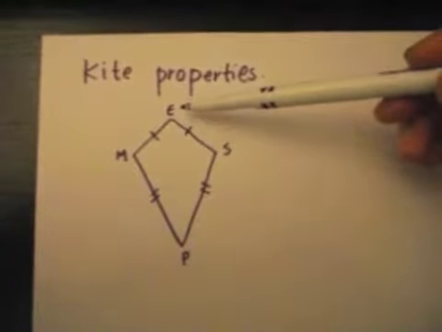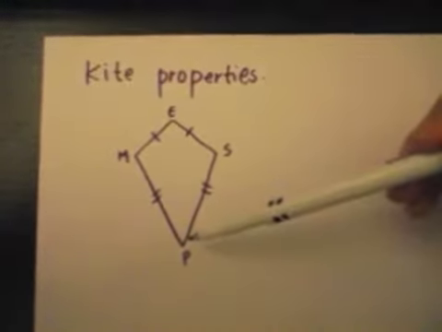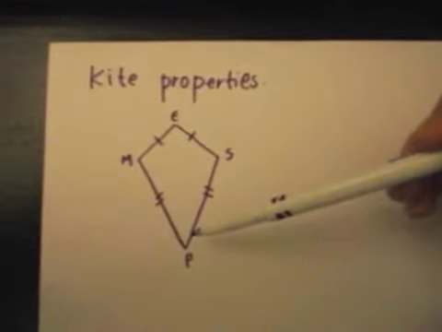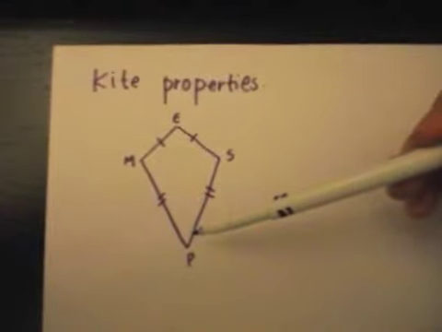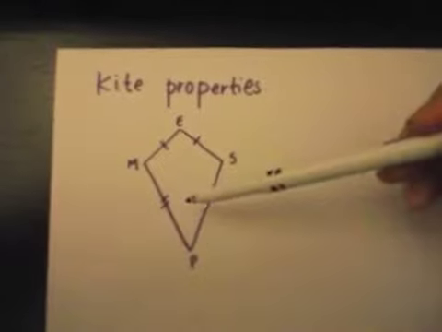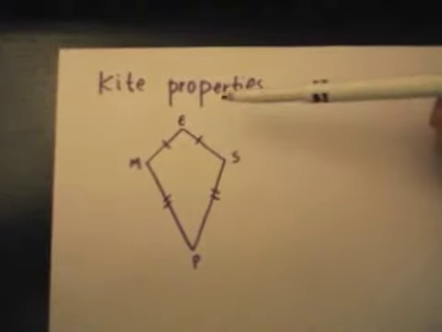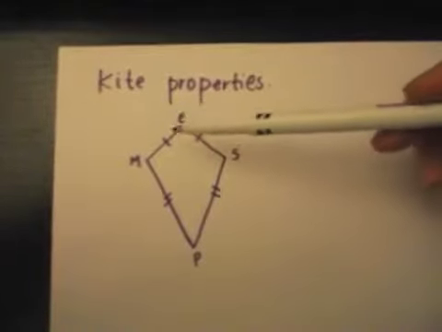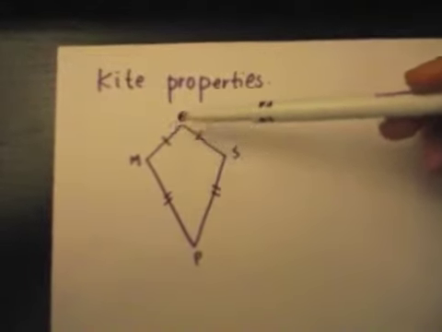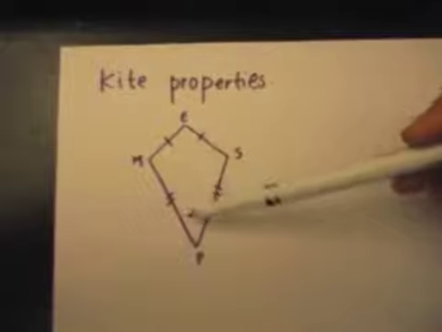Angle E and angle P, remember they're called vertex angles because these angles are in between two congruent sides. Alright, angle M and angle S are your non-vertex angles because they're in between sides that are not congruent.